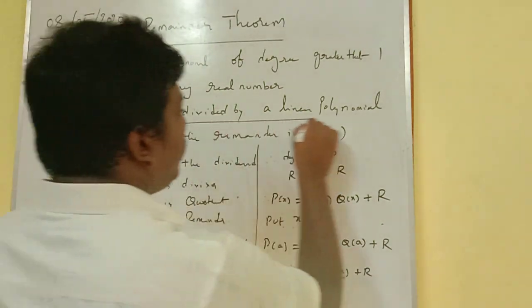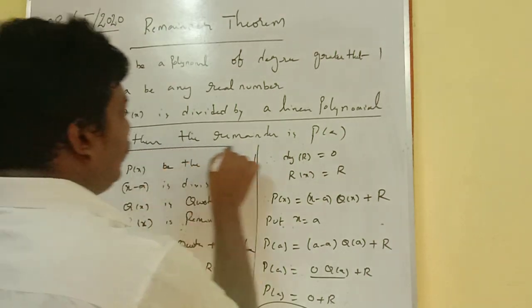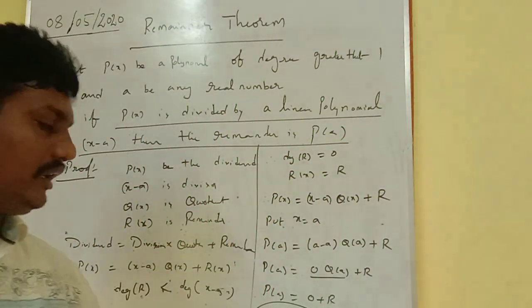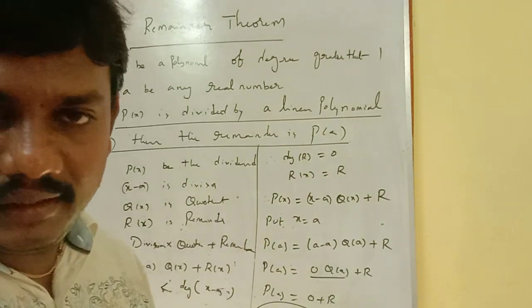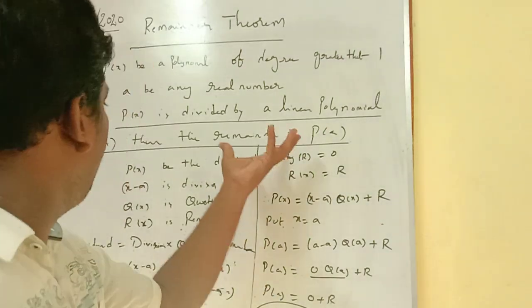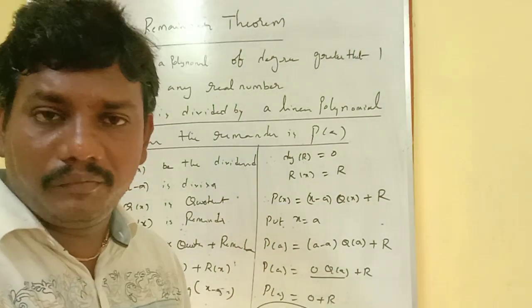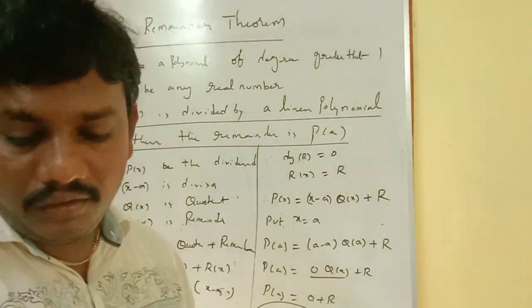If P of x is divided by the linear polynomial x minus a, then the remainder is P of a. So when we divide, we get P of a as the remainder. This is the proof of the remainder theorem. A very important proof of the remainder theorem, and its application is also very important.